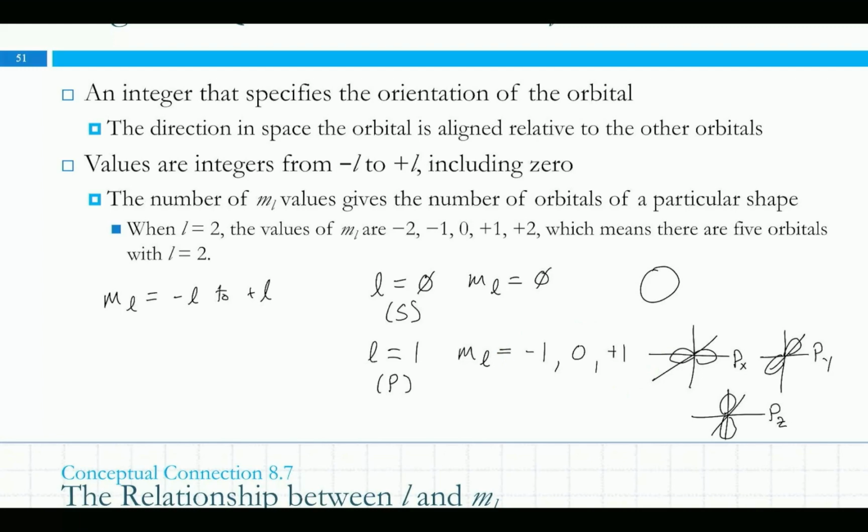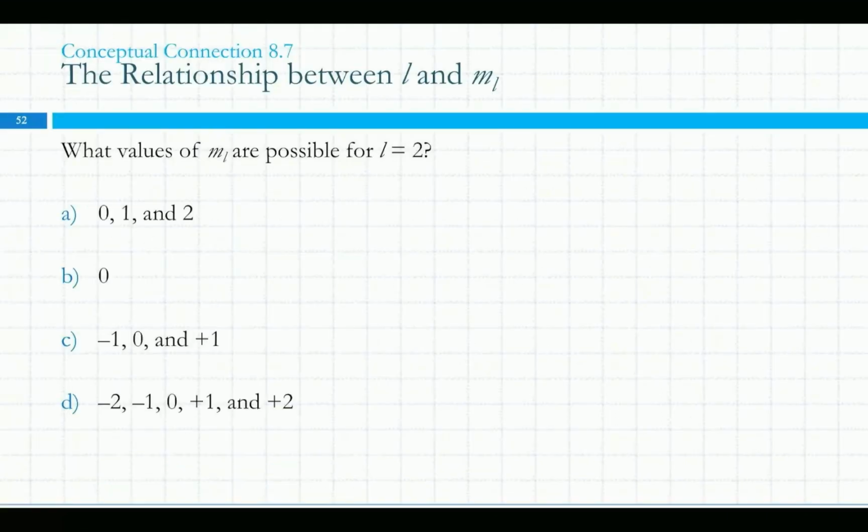And the same thing if I go L equals 2, those are the d orbitals, and there are 5 different d orbitals, going from M sub L is negative 2, negative 1, 0, 1, 2. Good, so we just did this one.